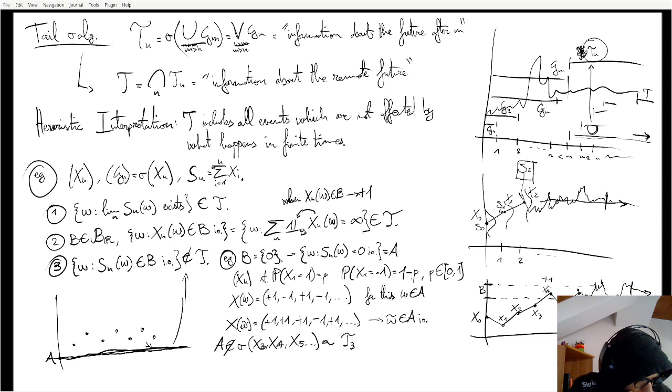Well, here it says T2, and from this it says that A does not belong to T. Oops, to T.